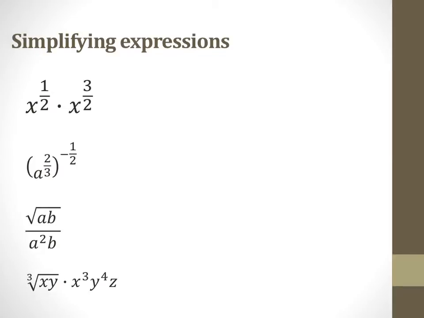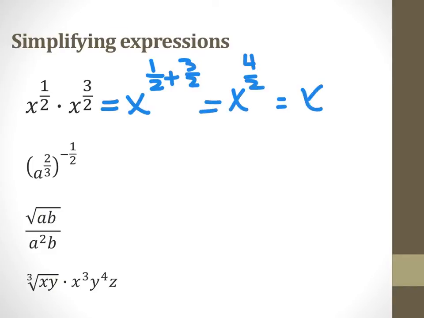Now let's do some combining here. So for the first one, we know when we have like bases, we add the exponents. That's one of our basic exponent rules. So this becomes x raised to the 1/2 plus 3/2. Add them together, you get 4 over 2, which is just 2. So this is really x squared.